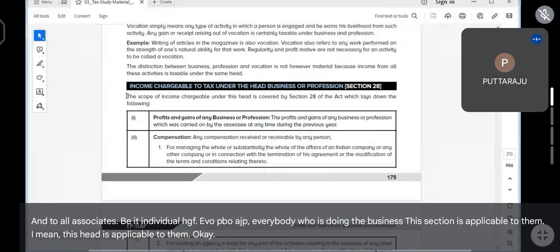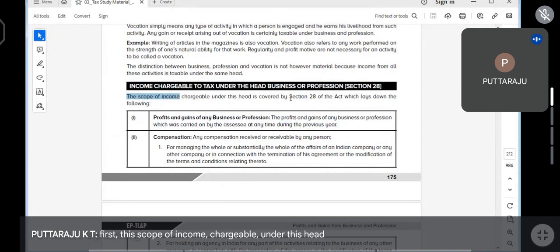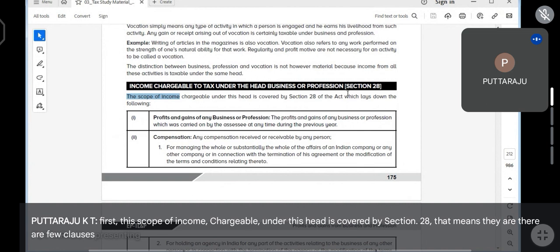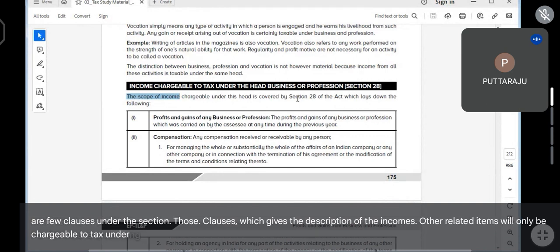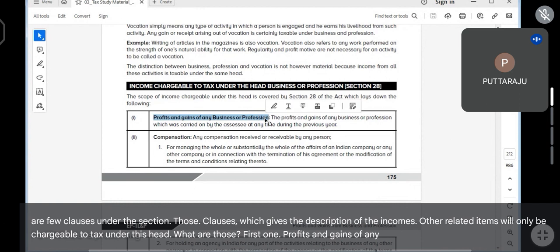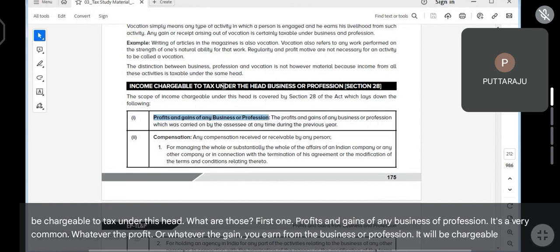First, the scope of income chargeable under this head is covered by section 28. That means there are a few clauses under this section. Those clauses which give the description of the incomes and other related items will only be chargeable to tax under this head. What are those? First one, profits and gains of any business or profession. It's very common. Whatever profit or gain you earn from the business or profession will be chargeable under this head.